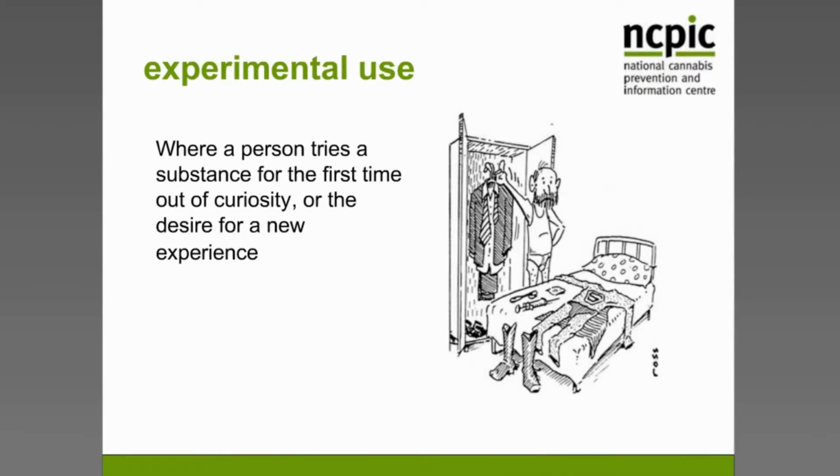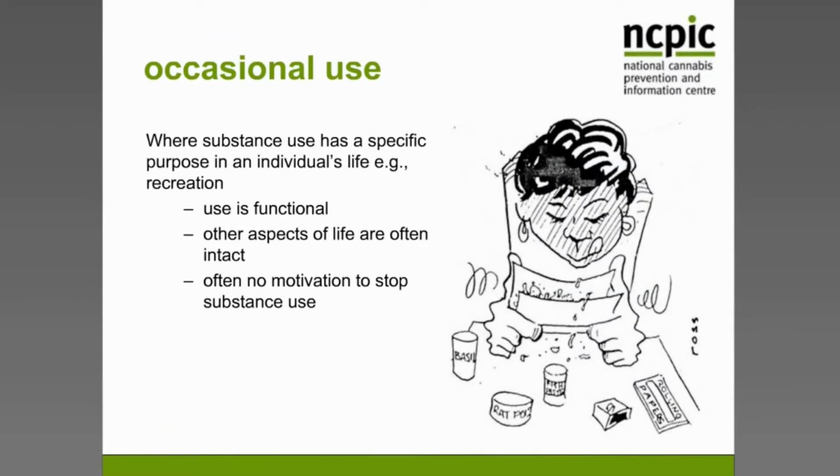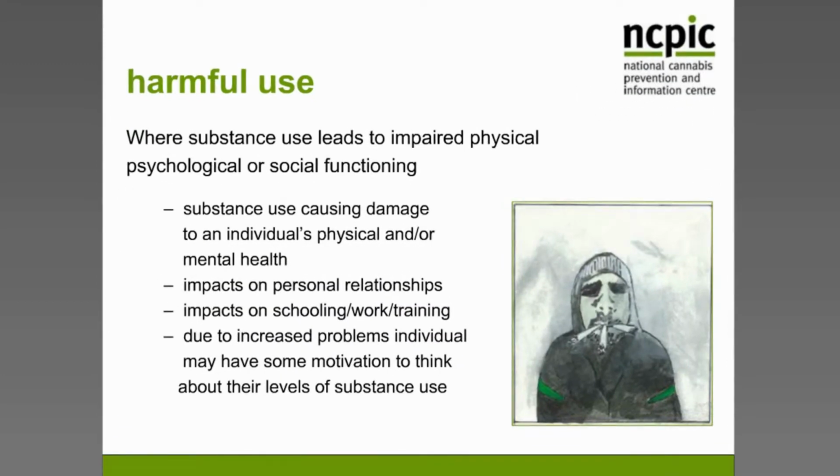Experimental use, as I said, is defined by you trying a substance for the first time out of curiosity or just for the desire to do something new. Occasional use, the substance has a specific purpose, it's recreational, it's fun, but most of the other functions in your life are intact, and there's really no motivation for you to stop because it doesn't necessarily have any downsides at this particular point. Then we go on to harmful use, where the substance use has specific purposes in an individual's life. It's used for a particular reason.